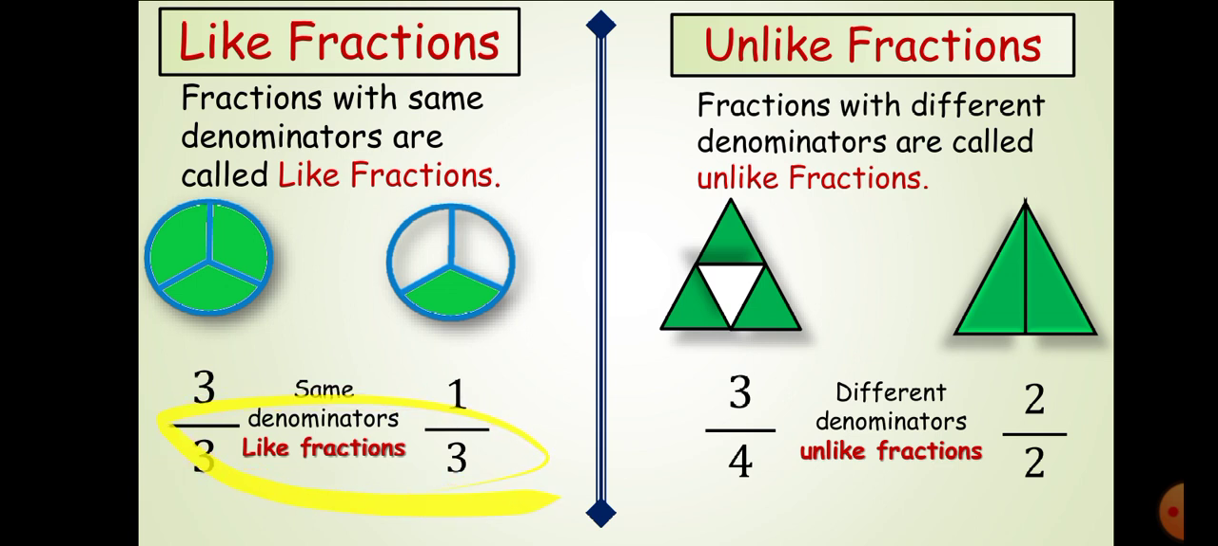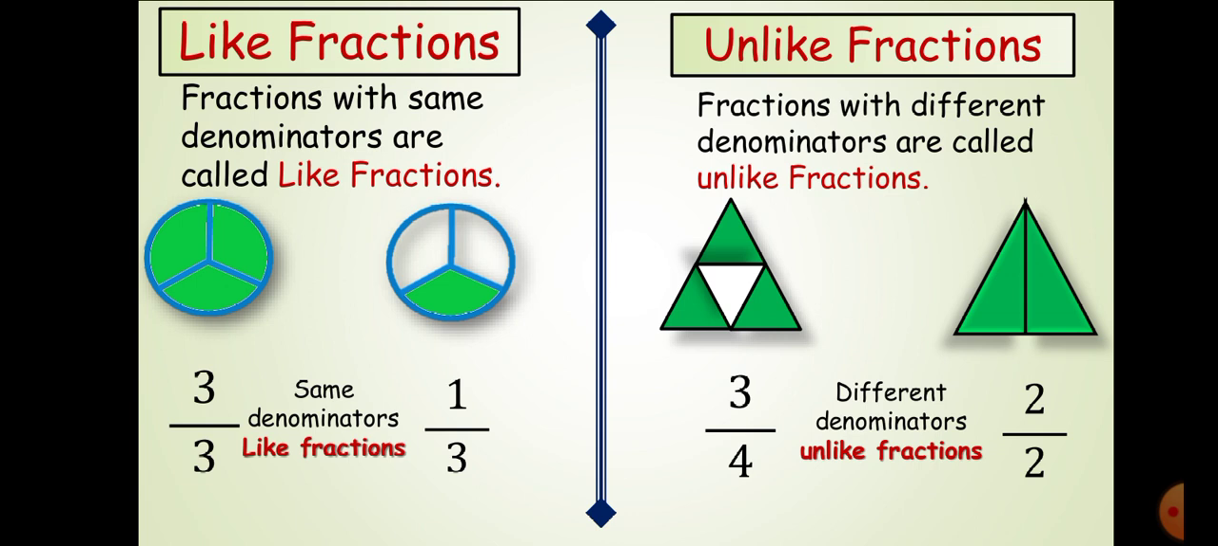So if you look at the denominator, the denominator is the same. We have no interest in the numerator, whatever it is. So the denominator is the same, that means these fractions are like fractions. Let's come to the unlike fractions. What are unlike fractions? Unlike fractions are fractions that have different denominators. Whenever fractions have different denominators, you say these are unlike fractions.